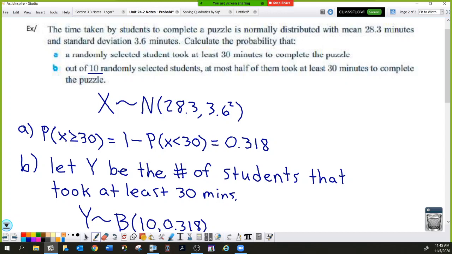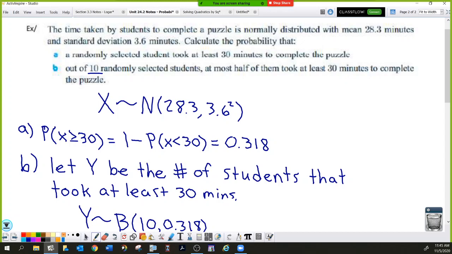So we said, okay, find the probability that a student takes at least 30 minutes. Boom. They go, now I took 10 kids. What's the probability 0 or 1 or 2 or 3 or 4 or 5 of them met the criteria? Someone either meets the criteria or does not. So it just jumps out at you as binomial because you took more than one individual.